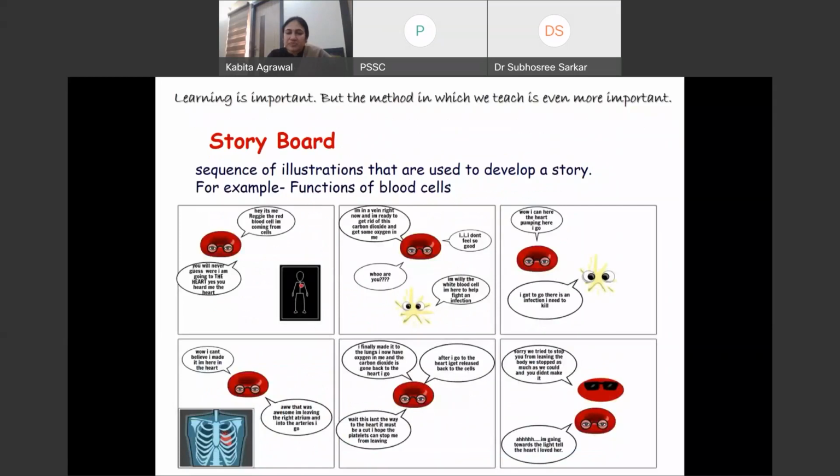Storyboard, maybe, what you say, when cartoon characters come up and talk.